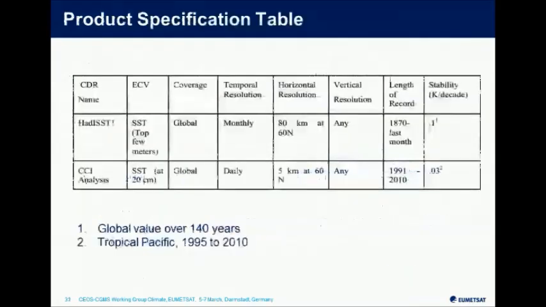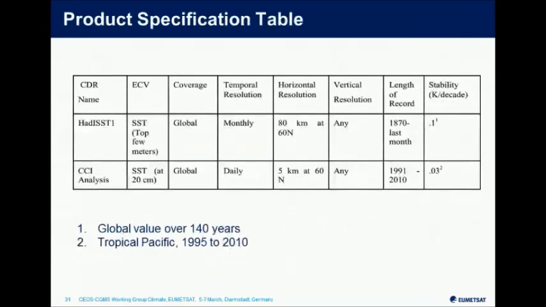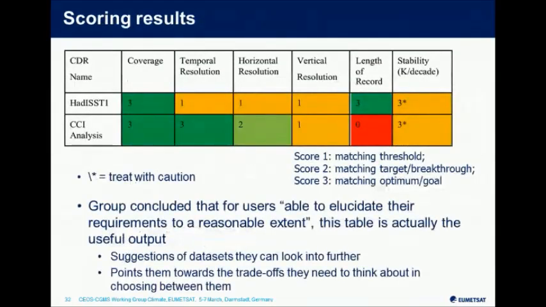We then matched the user requirements with the product specification table, and then we assigned scores. A data set gets score 1 if it is matching the threshold, score 2 if it's matching the breakthrough or target, and it gets score 3 when it's matching the optimal or the goal. So these are the scores we got for these two data sets.